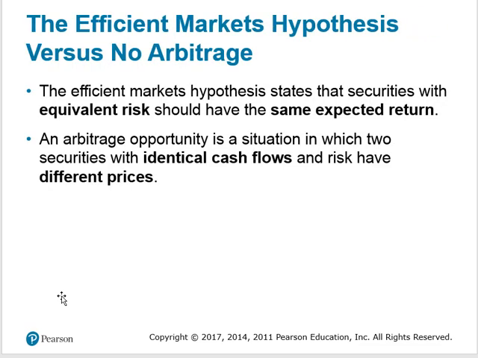So the efficient markets hypothesis states securities with equivalent risk should have the same expected return. An arbitrage opportunity, as we've talked about before, is a situation where we have securities with identical cash flows and risk, but they have different prices. If the market is efficient, we should not be able to find arbitrage opportunities. That's the end of the chapter on stock valuation.